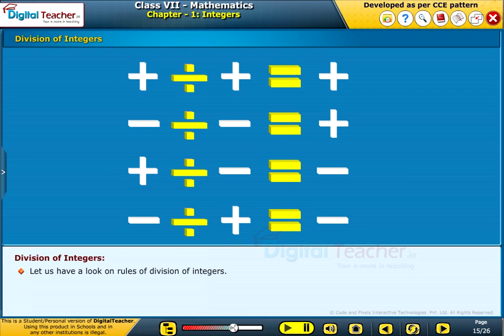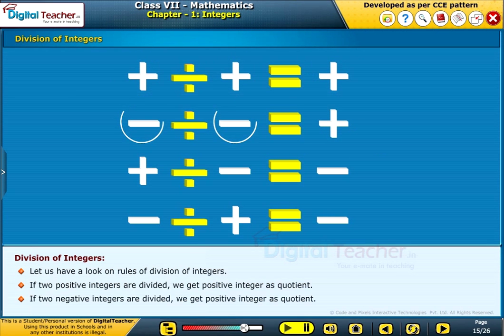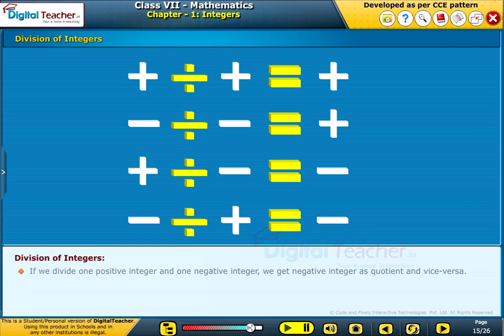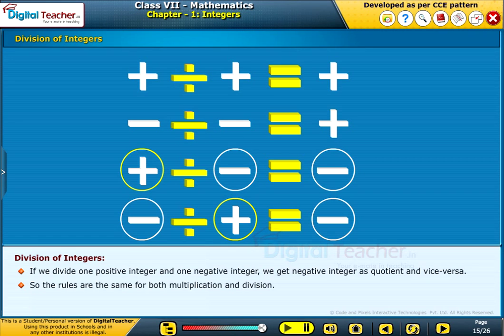Let us have a look on rules of division of integers. If two positive integers are divided, we get positive integer as quotient. If two negative integers are divided, we get positive integer as quotient. If we divide one positive integer and one negative integer, we get negative integer as quotient and vice versa. So, the rules are the same for both multiplication and division.